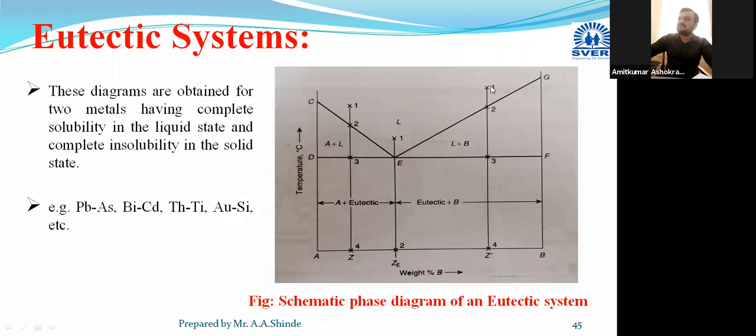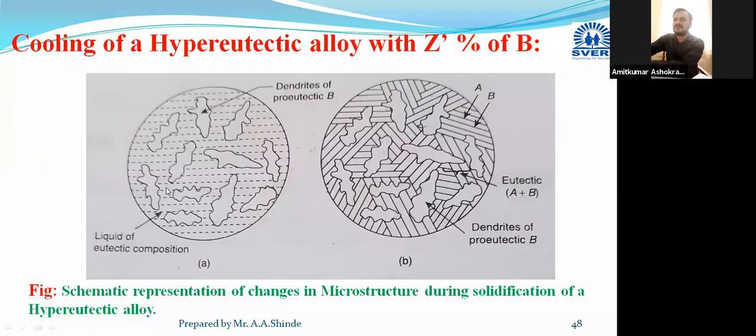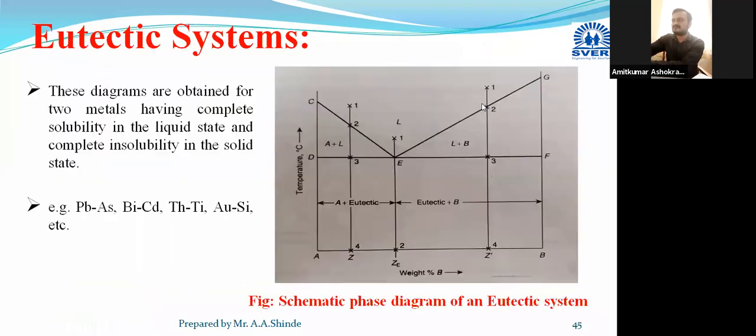In 1 to 2, the alloy is in liquid state only, and as both metals are completely soluble, only one liquid will be there. It will be shown by a diagram like this: you just have to draw this circle and one liquid in region 1 to 2. Then in region 2 to 3, when temperature falls below point 2, solid B starts separating out from this liquid, and as temperature gradually decreases, the amount of this proeutectic B increases.